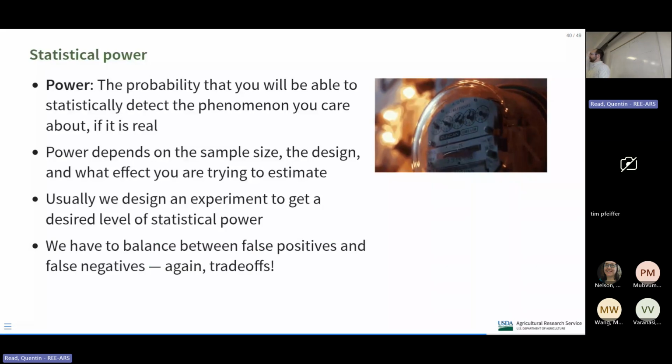Another trade-off, right? If we have a stricter level of significance, or if it's a smaller, more subtle effect we want to detect, the power will go down.